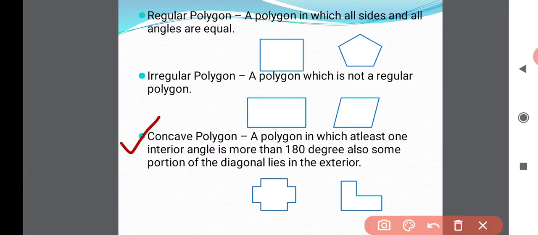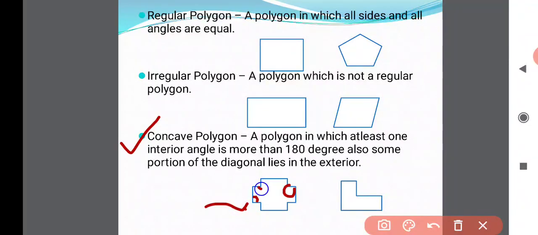Let's see the third type. The third type is concave polygon. It is a polygon in which at least one interior angle is more than 180 degrees. Also some portion of a diagonal lies in the exterior. What does it mean? We know that in this figure, these are the interior angles. This is one of the interior angles, right? This is also one of the interior angles. Now you tell me, according to this figure, it will be 90 degrees. But what about this angle?